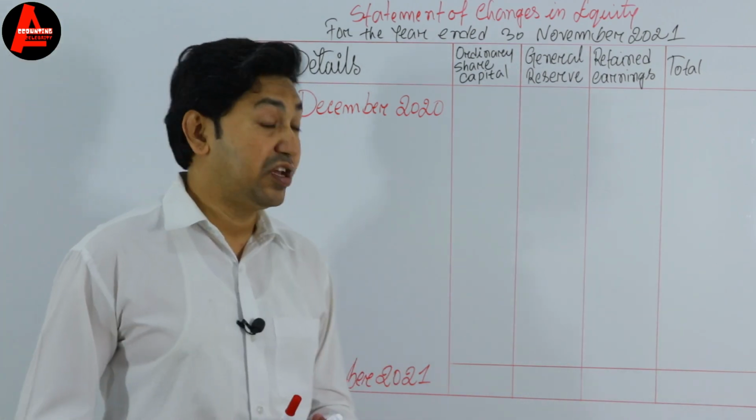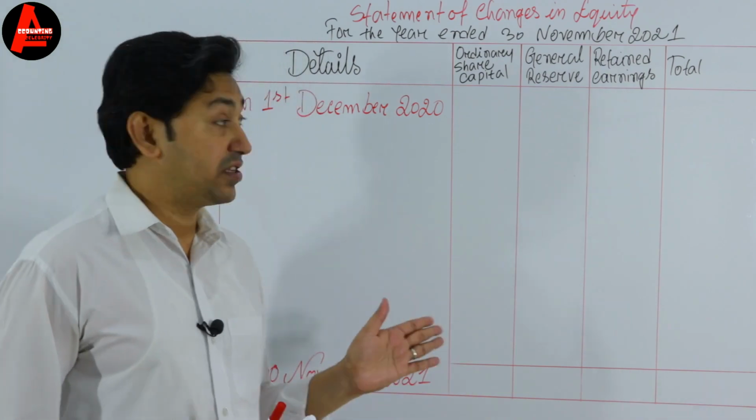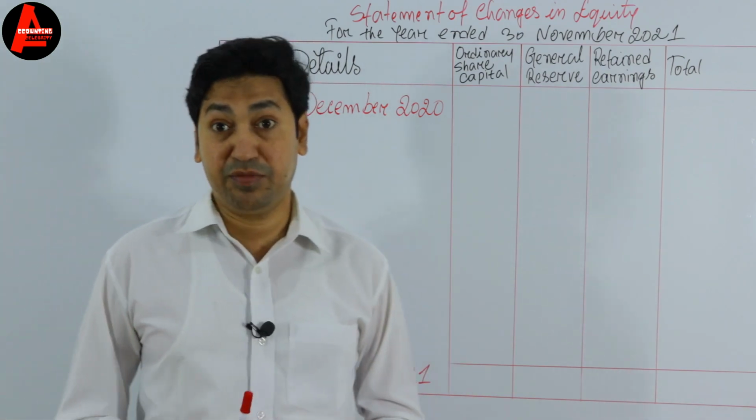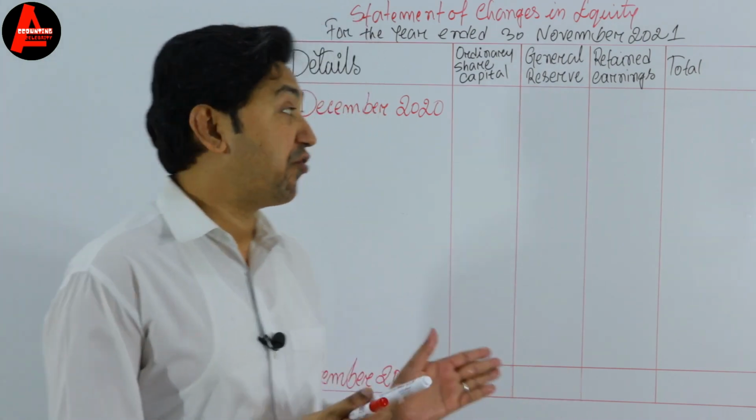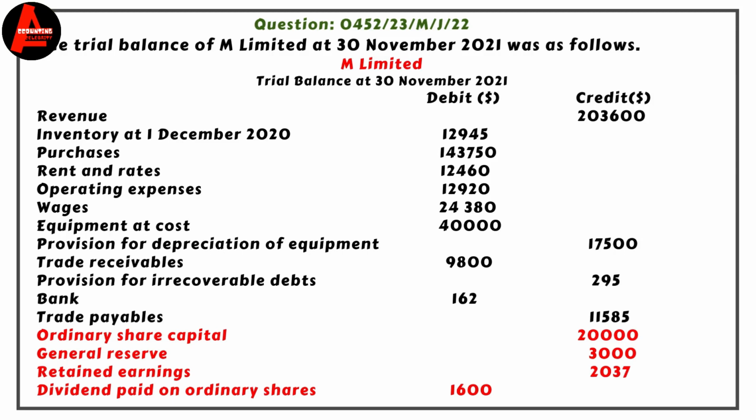Okay, so here today we will solve this question. This is actually taken from Cambridge IGCSE accounting past paper. So before we write here, let us have a look at the question. The trial balance of M Limited at 30 November 2022 was as follows. Okay, so here we see a list of balances.